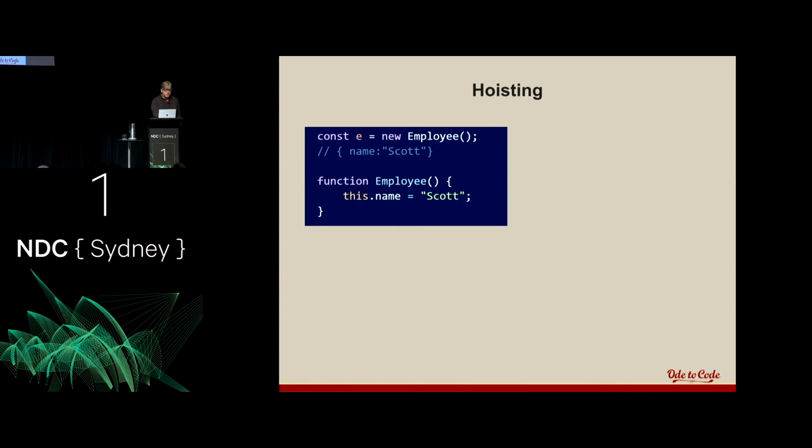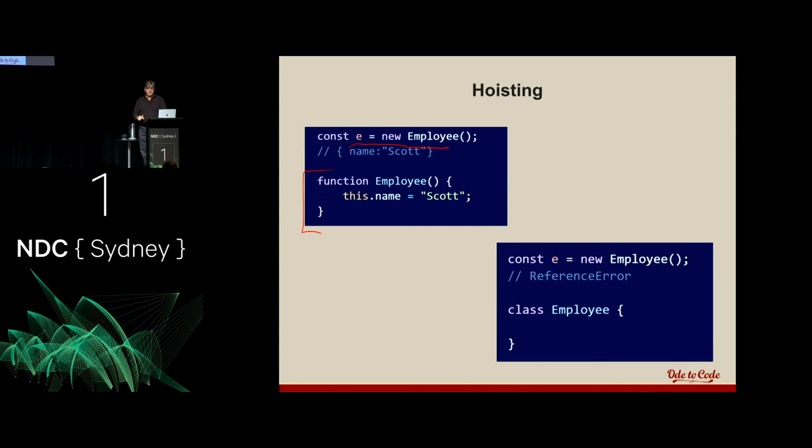I can define a function down here at the bottom of my JavaScript file. But thanks to hoisting, that symbol, employee, is actually available right from the start when I am executing code at the top of this file. Therefore, if I write code that says const equals new employee, that's going to work just fine, even though I have employee defined below. The same is not true for classes.